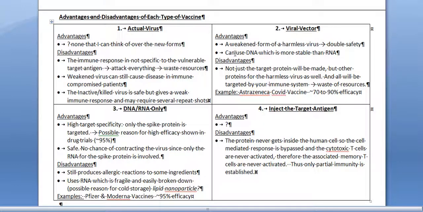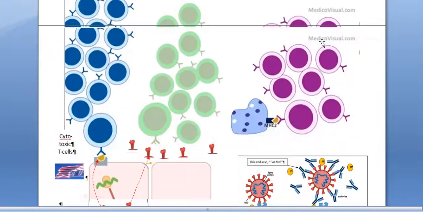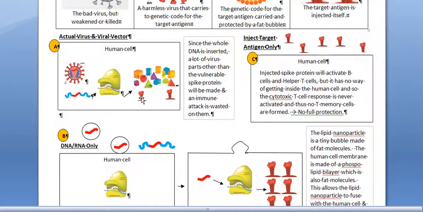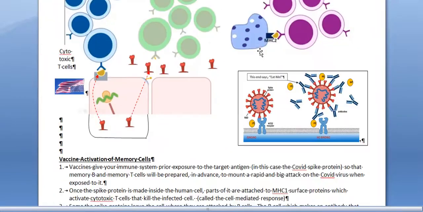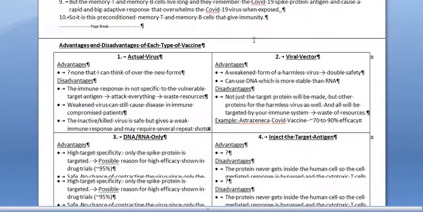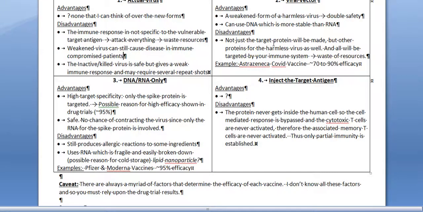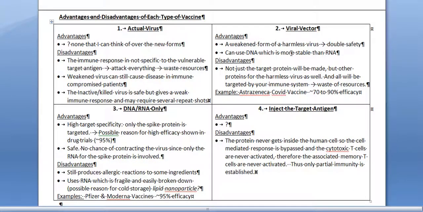Another advantage is it can use DNA, which is more stable than RNA. Remember, we said that RNA must be protected by lipid nanoparticles because naked RNA is very fragile. It can break down, and if it breaks down, you're not going to make that spike protein inside the cell. But DNA is much more sturdy. It's a double strand, a double helix, and it's more stable.